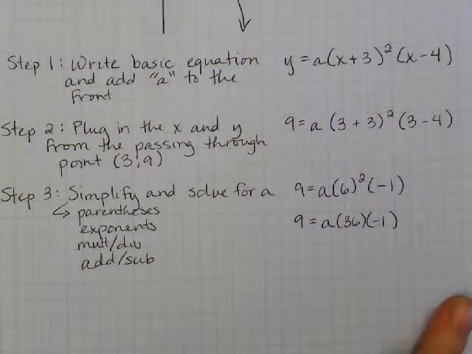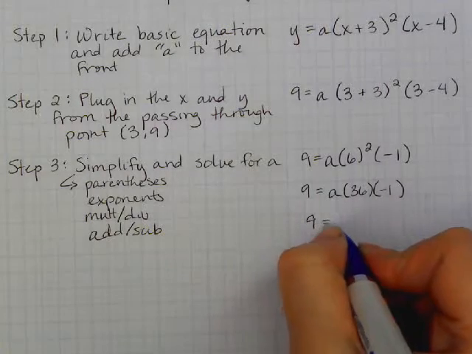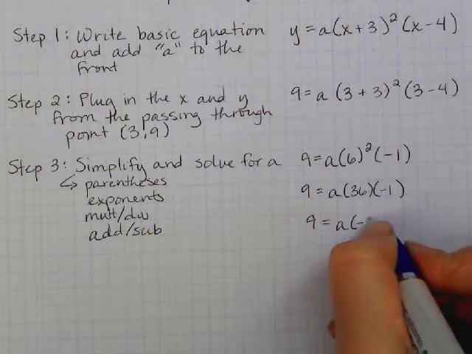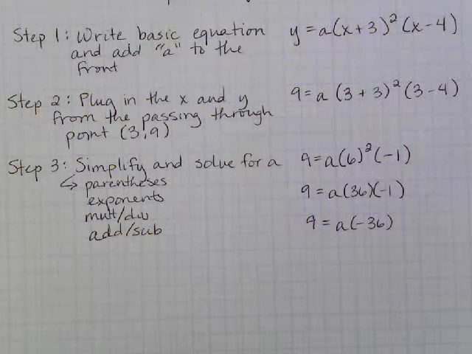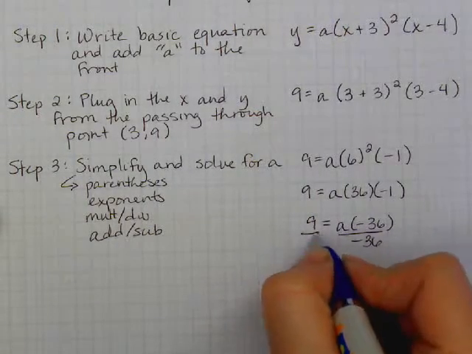So a is going to equal negative, and then what does 9 over 36 reduce to? 1/4, because 9 and 36 are both divisible by 9. So 9 divided by 9 gives me 1, 36 divided by 9 gives me 4. And then my very last step is just to rewrite my equation. So rewrite the full equation.